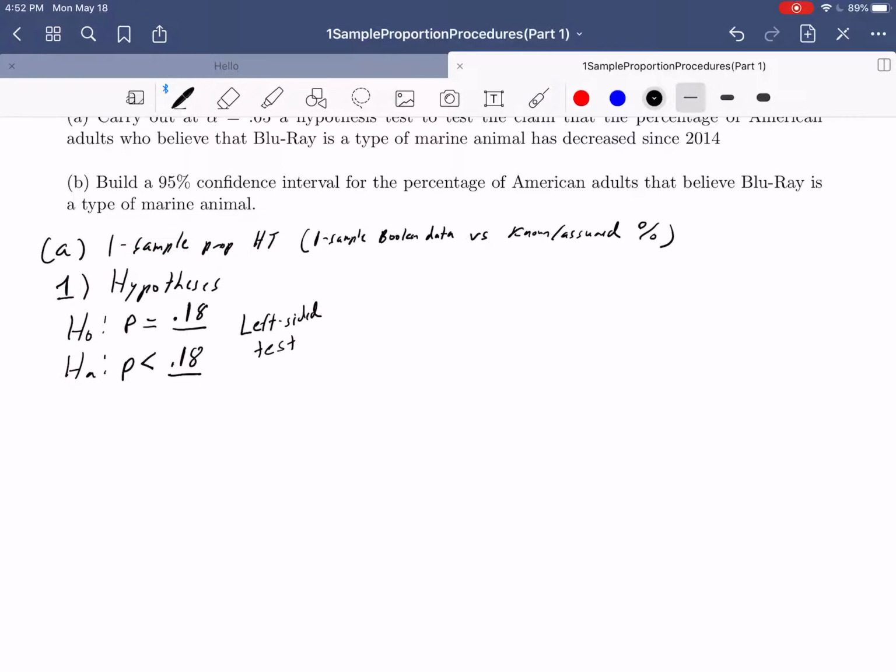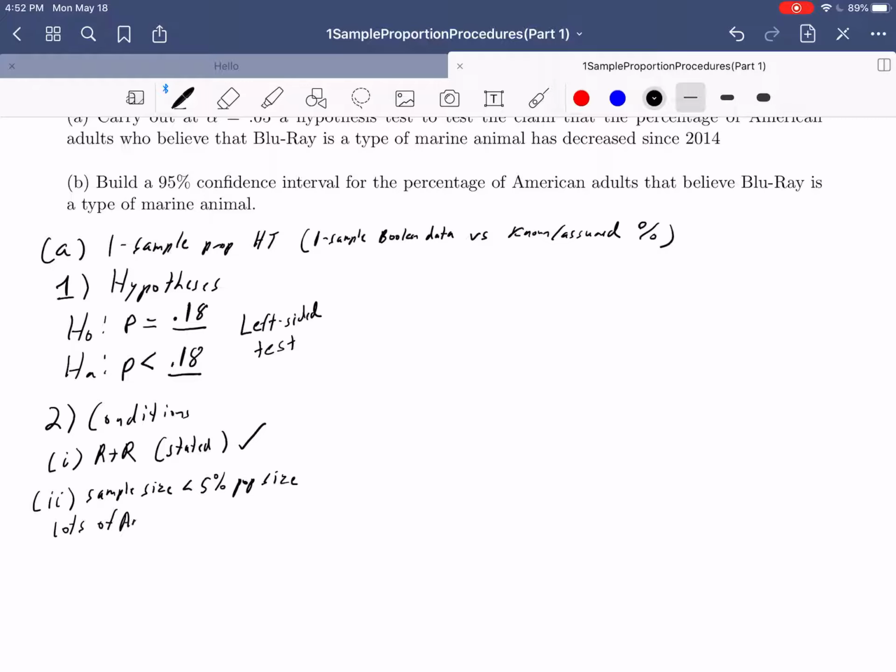Let's go ahead and talk about our conditions. For our conditions here, the first thing we need is it to be random and representative. That has been stated right in the text as usual, so we're good there. Then we need to look at our sample size and make sure that it's small compared to our population size, less than 5%. Well, our population here is American adults, and there's certainly lots of those, so we're all good there.